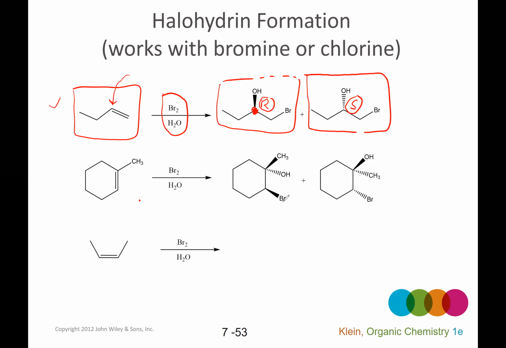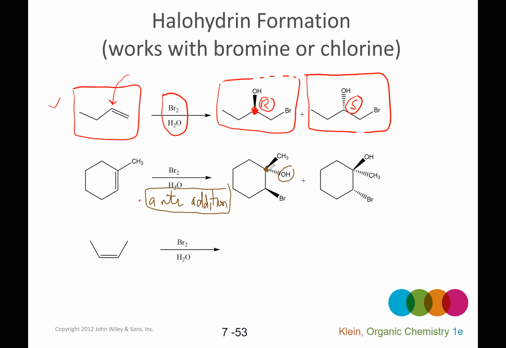So in this case, notice the OH of the water ended up attached to the more substituted carbon. In this case, the bromine came in from the top. And you notice the OH from the water came in from the bottom. So this is characteristic of these reactions. They proceed with anti-addition, just like the bromination, which we talked about previously. In the bromonium ion, the nucleophile comes in from the back side because it is an SN2 type reaction.